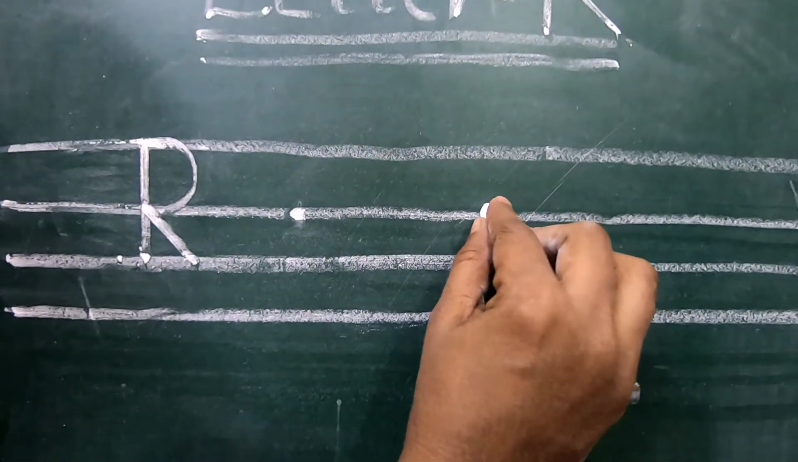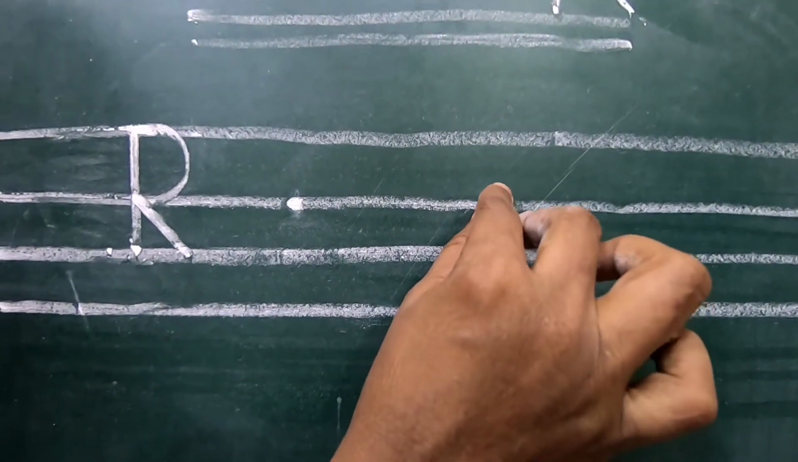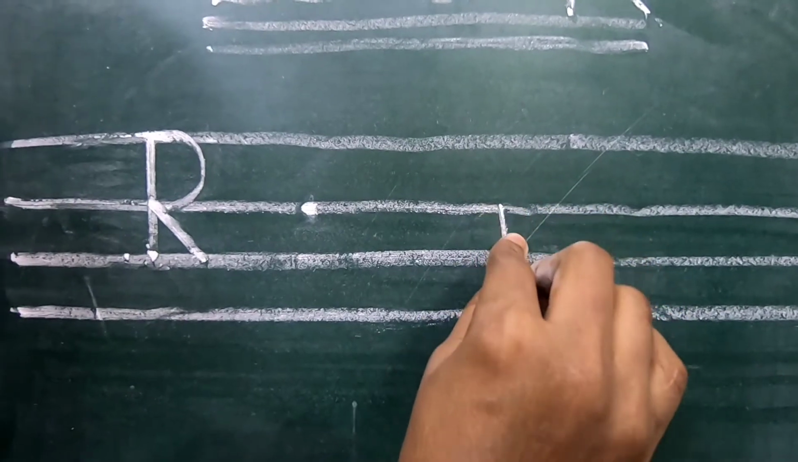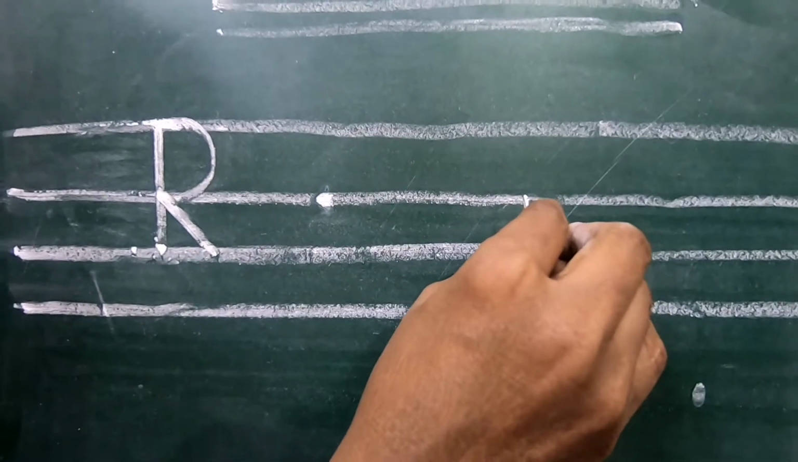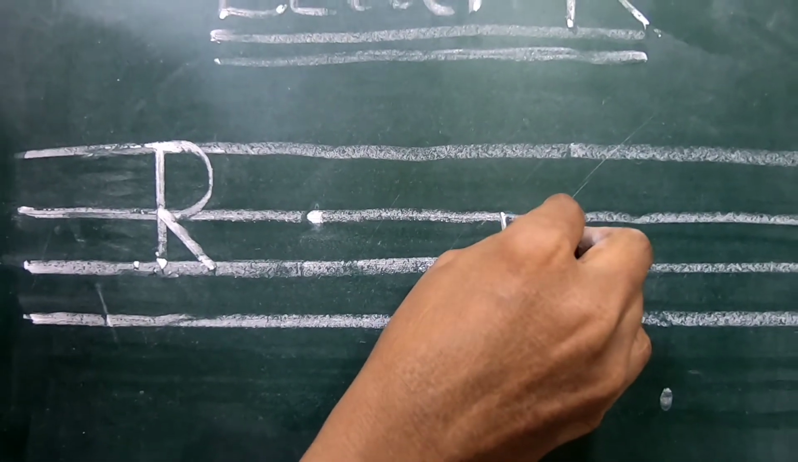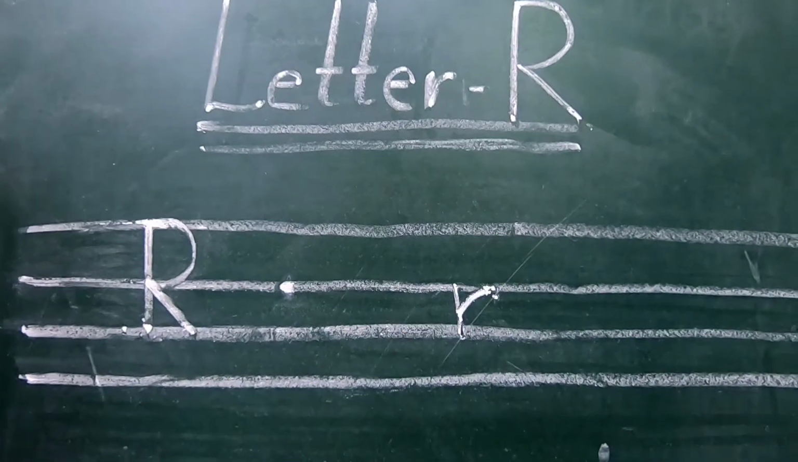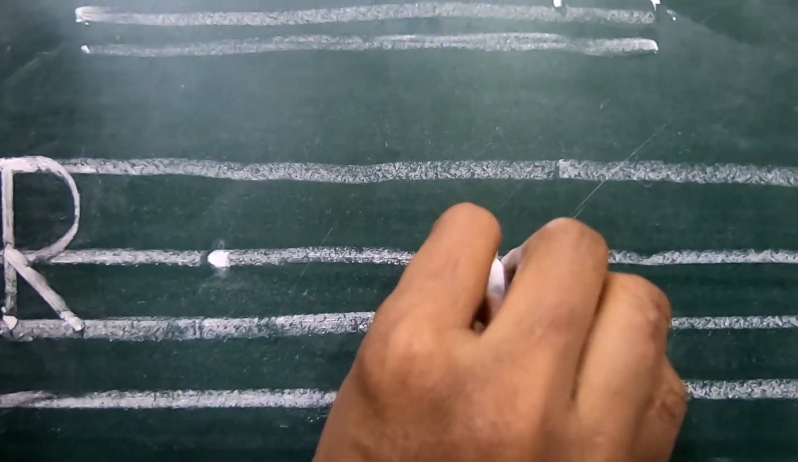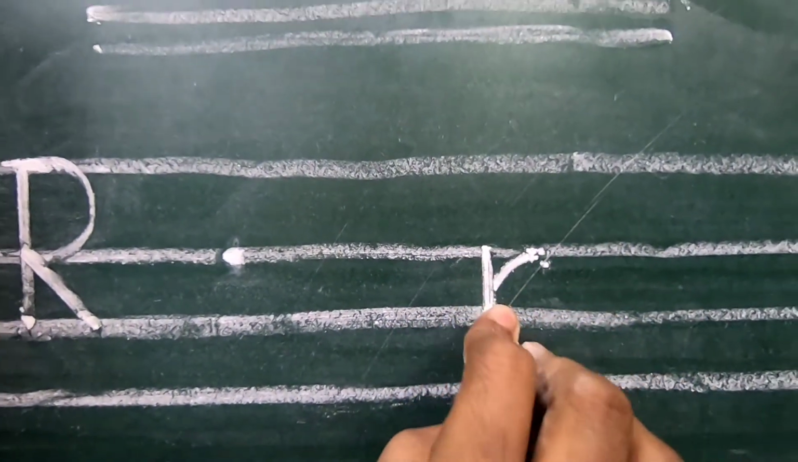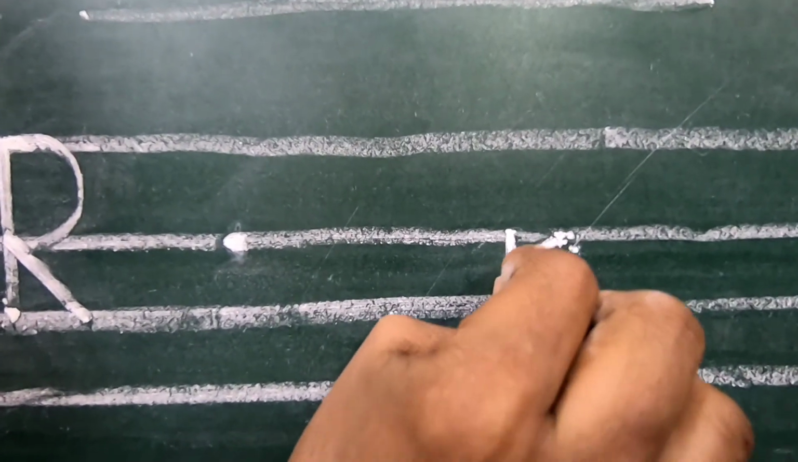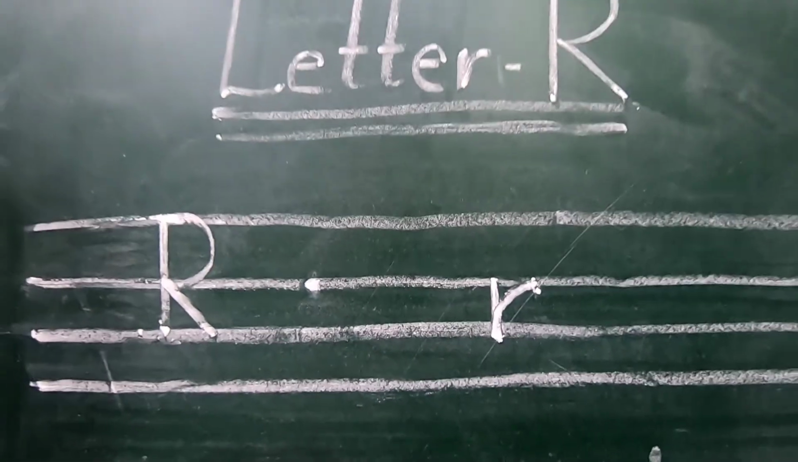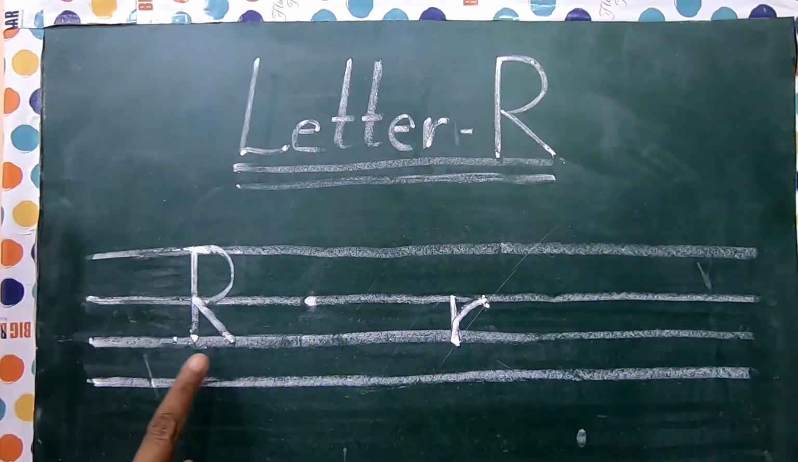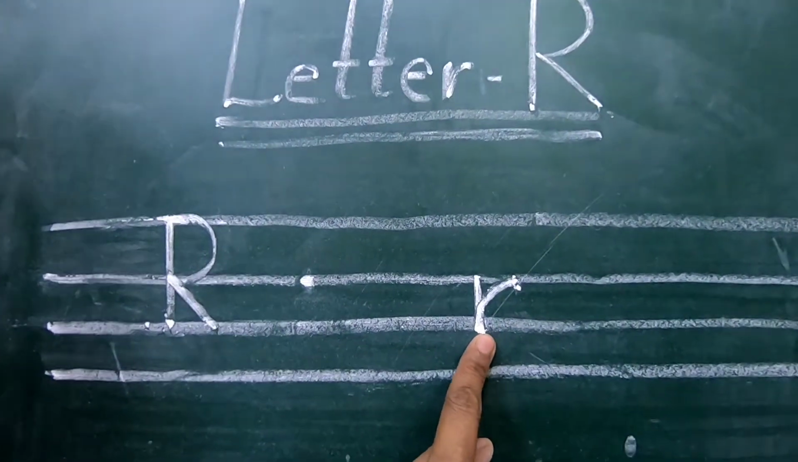Capital R. Now I'll make small r. For small r, what we have to do? We have to start from the waistline. Make a standing line. Move a little bit upward. Stop here. Then take a slight turn and then come down and stop. This is small r. Once again I'm repeating. Start from the waistline. Come down. Go upward. Take a right turn and then stop. This is small r. So these two letters, capital R and small r, are completed.